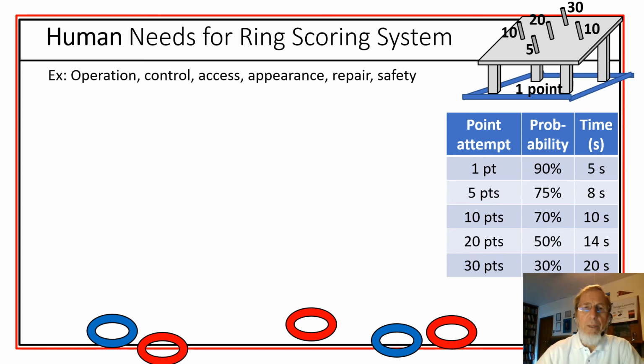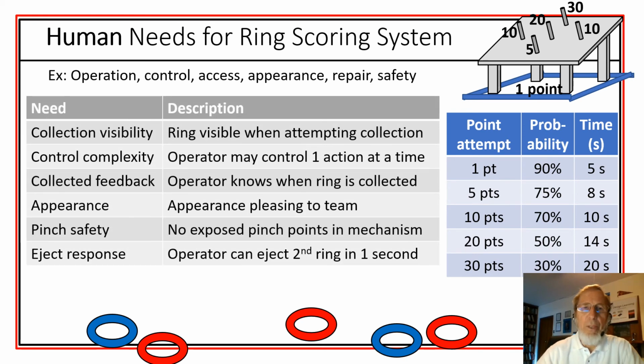Now, human needs. Let's think about that. What kinds of things might be specified? Well, the operator needs to be able to see the collection of the ring. So we want the ring to be visible when the collection is taking place. Control, the operator is trying to control the robot. We need a function to be such that the operator only needs to control 1 action at a time, and not several at one time. Feedback, the operator needs to know when the ring is collected so they can begin moving.